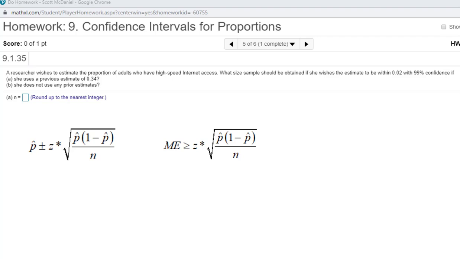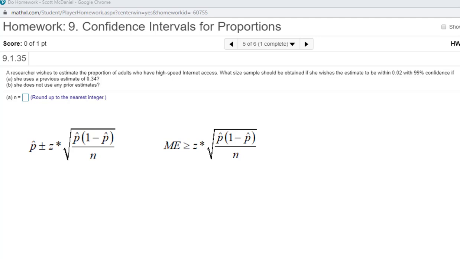For p hat, we're either going to use a value from a prior survey, or we're going to use 0.5 if no value is available, because 0.5 is going to produce the largest sample size possible. So why not just go with the largest sample size needed? Well, larger samples produce smaller margins of error, right? Larger samples also cost time and money.